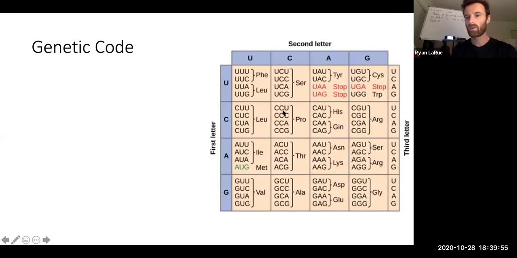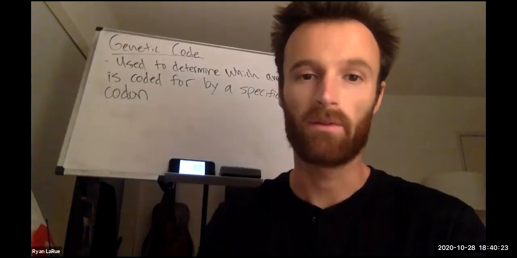But I also want to point out that these 3-letter abbreviations are for amino acids. So leucine, serine, threonine, asparagine, serine, and this methionine, AUG, it's in green. It's known as the start codon because every protein starts with AUG and a methionine amino acid. So we're going to do an example of using this table.